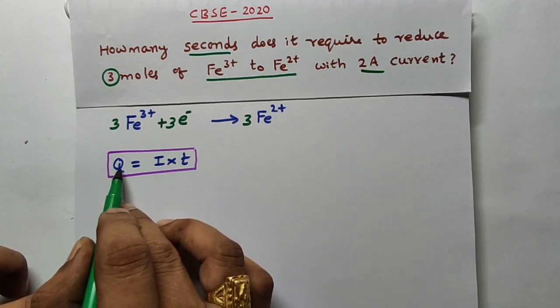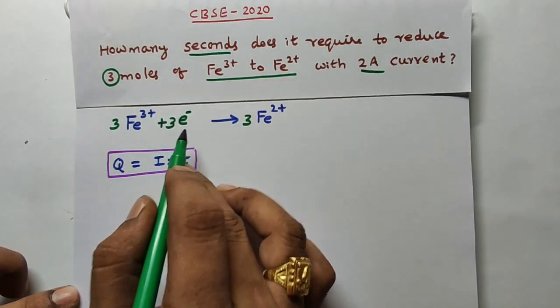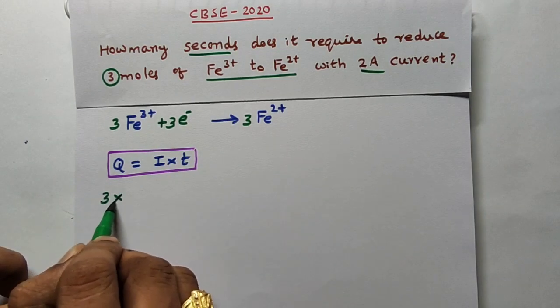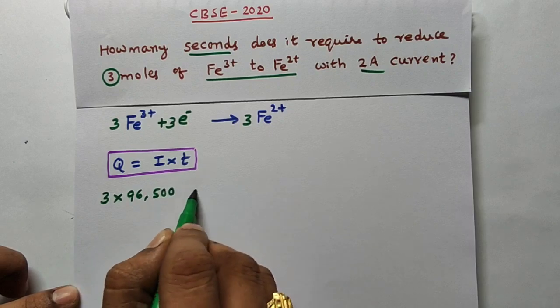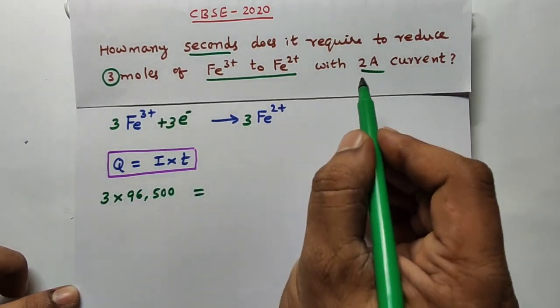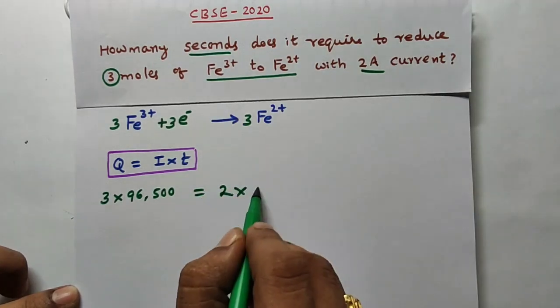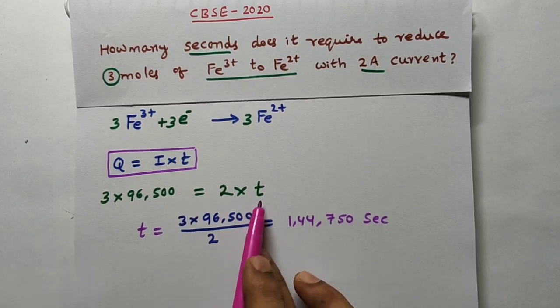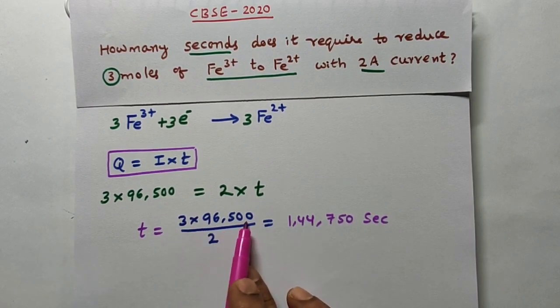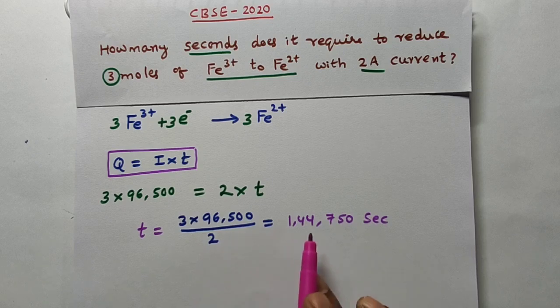Here the formula is Q equal to I into T. What is Q? 3 Faraday, which is 3 into 96,500 coulombs. What is the I given in the question? 2 amperes. And time we have to find out, so T equal to 3 into 96,500 divided by 2. If you do this multiplication and division, we will get this value.